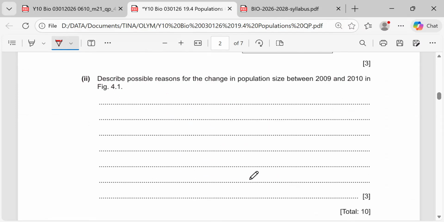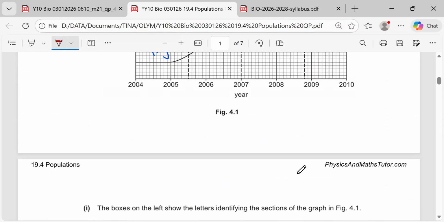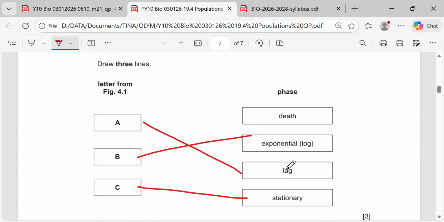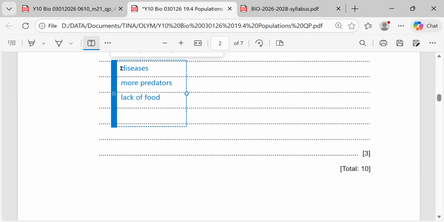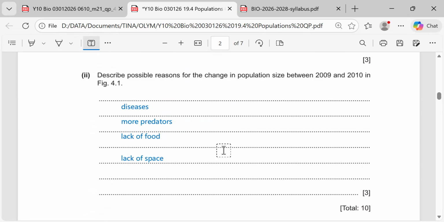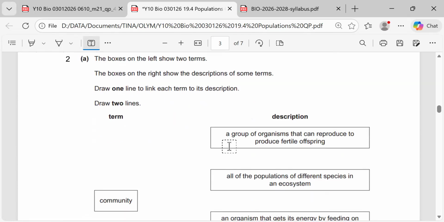Describe the possible reason for change in population between 2009 and 2010. So 2009 to 2010 is the death phase. So what can cause a death phase? Diseases, more predators, lack of food, lack of space. Natural disasters, yes. But be specific, like flooding.